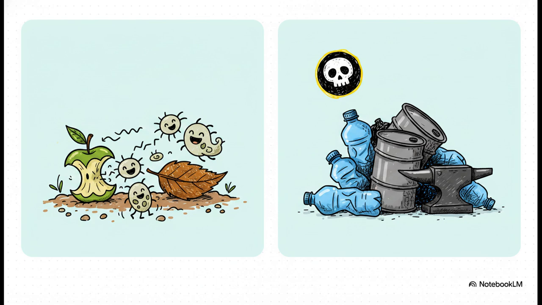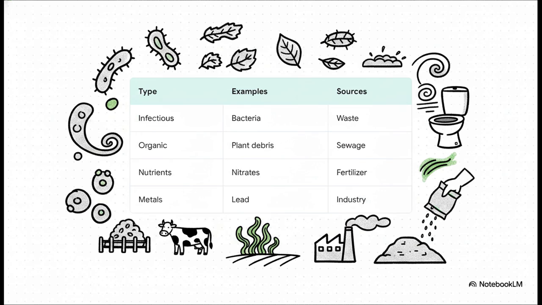The environment has basically zero absorptive capacity for these guys. We're talking persistent synthetic chemicals, heavy metals like lead and mercury, and non-biodegradable plastics. They don't just go away. They accumulate permanently, compounding over time, kind of like an unpayable debt. Just to put that into perspective, a single plastic bottle acts as a stock pollutant for over 450 years. Crazy, right?